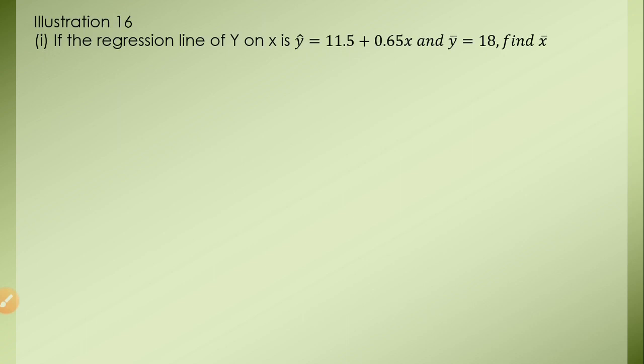Again a line is given, y cap. In this sum y bar is given and you have to find the x bar. So the question is interchanged. In the previous sum x bar was given and you had to find y bar. In this sum y bar is given and you have to find x bar. So it's quite simple. As I told you, in the line we will assume that y cap is y bar and x is x bar. So let's start.